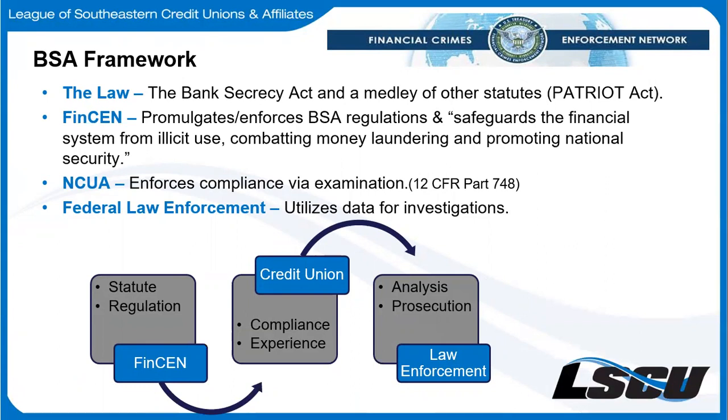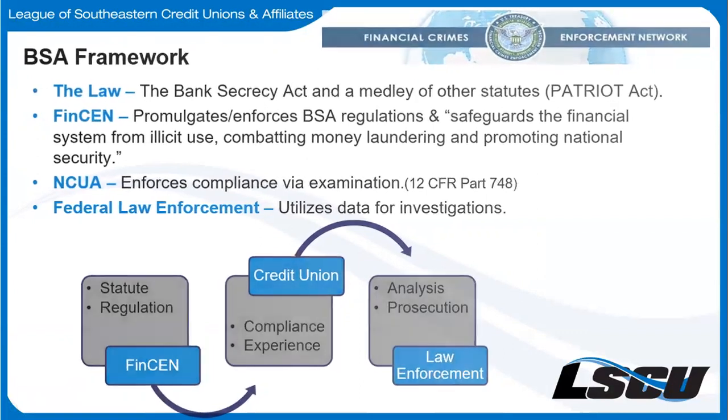We discuss the front line a lot in credit union land, but in this case, we are the front line in preventing money laundering, which is why we need to be compliant and are seen as the experts in this area. We then have the NCUA, or your state regulating body that enforces compliance via your annual examinations. And then finally, we make it over to the right side where we have federal law enforcement, who is able to use this data for analysis and prosecution when necessary.